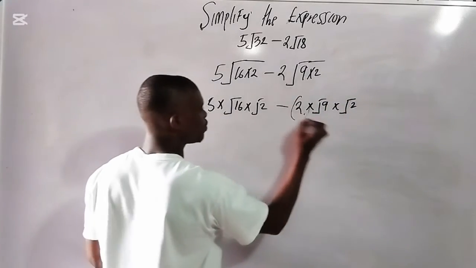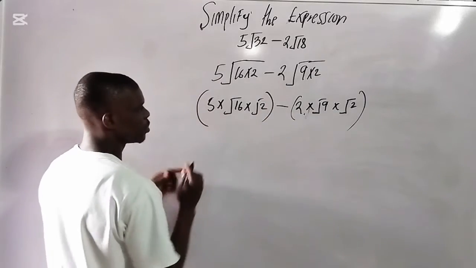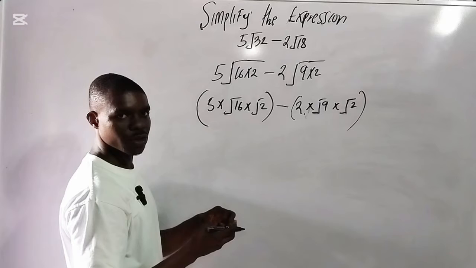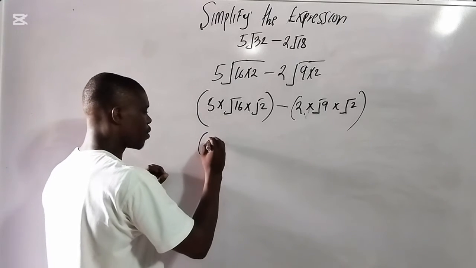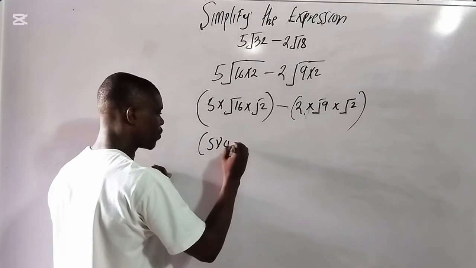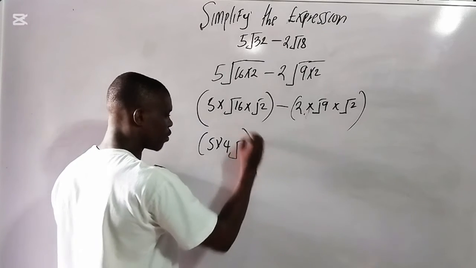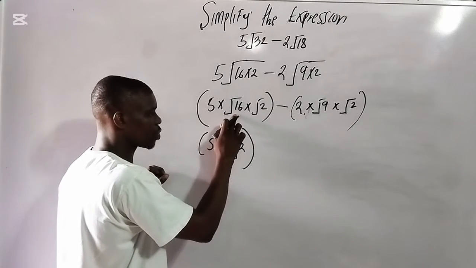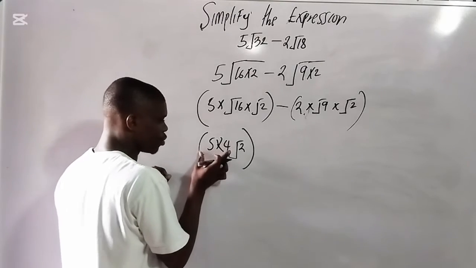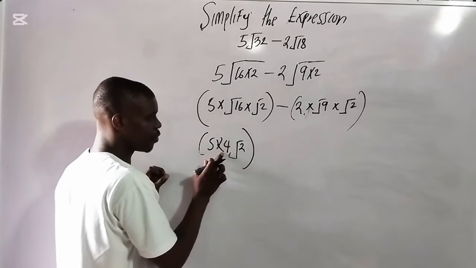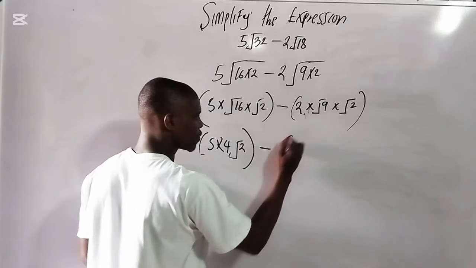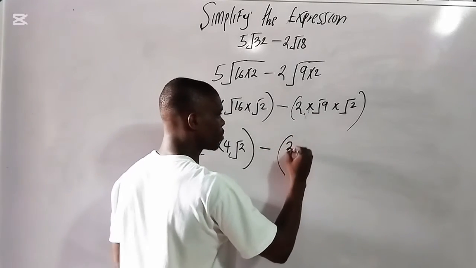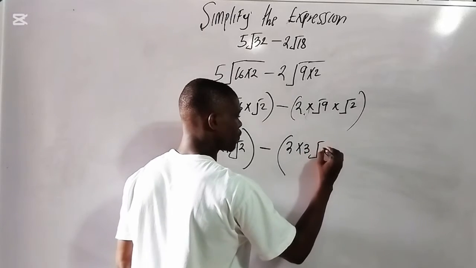Hope you understand this. Now let us put it like this. Square root of 16 is 4, so you have 5 times 4 square root of 2, right? Do you understand? Because square root of 16 is 4. Minus, now what is the square root of 9? It is 3, so it will be 2 times 3 square root of 2.